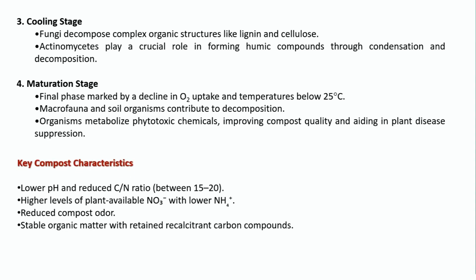So what are the key compost characteristics? What we have seen is that we need to have a lower pH and a reduced C:N ratio. Because, as I said, if you have a higher C:N ratio, definitely initially you will have some sort of nitrogen deficiency. That deficiency will create some sort of immobilization. So within that context, if you are going to grow crops, the plants are going to suffer nitrogen deficiency.